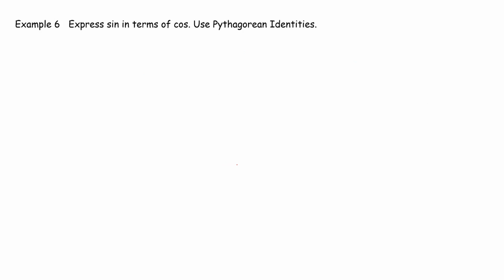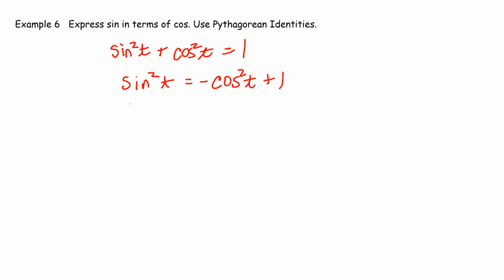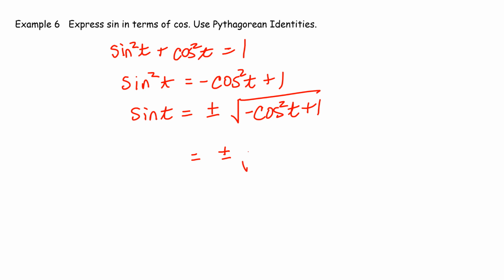Okay, to express sine in terms of cosine, I'm going to use that same Pythagorean identity, sine squared t plus cosine squared t is equal to 1. And now if I want to express sine in terms of cosine, I just solve this equation for sine. So sine squared t is equal to negative cosine squared t plus 1, and then I'm just going to take the square root on both sides. So sine of t is equal to plus or minus the square root of negative cosine squared t plus 1, or you could write that, probably a better way to write it, as the square root of 1 minus cosine squared t.